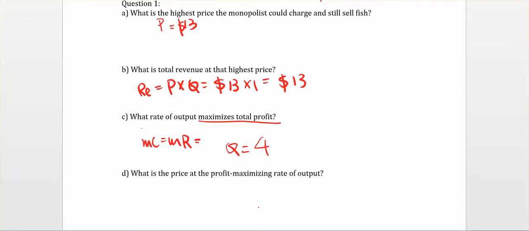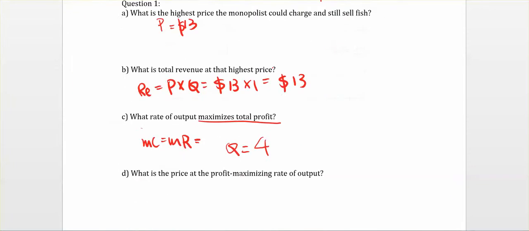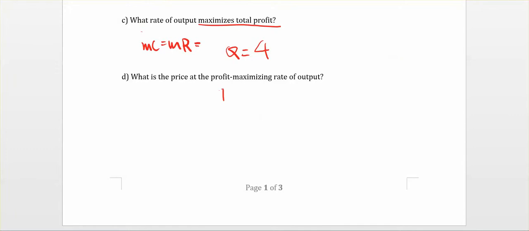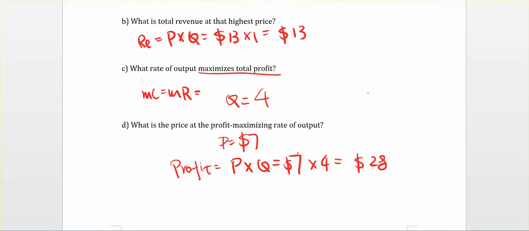The next question: what is the price at the profit maximizing rate of output? We just identify it is $7 here. So how about the profit? If we want to calculate the profit, it equals price times quantity, and we have $7 times 4 units, and we get $28. So you can see before, if the monopoly charges the highest price, he can only earn $13. But if he wants to maximize his profit, he needs to charge $7, and he will have 4 consumers, and the revenue will be $28.